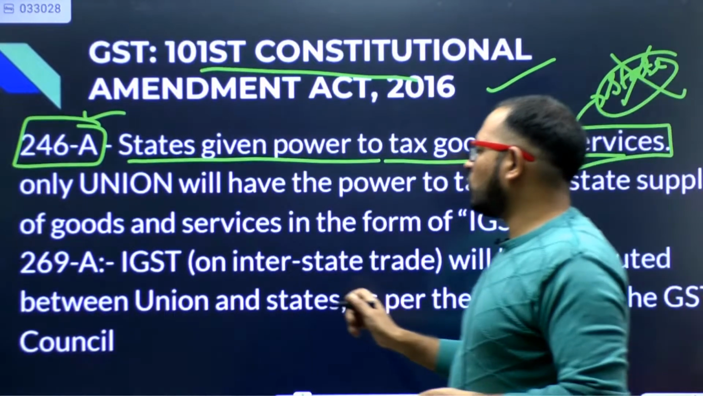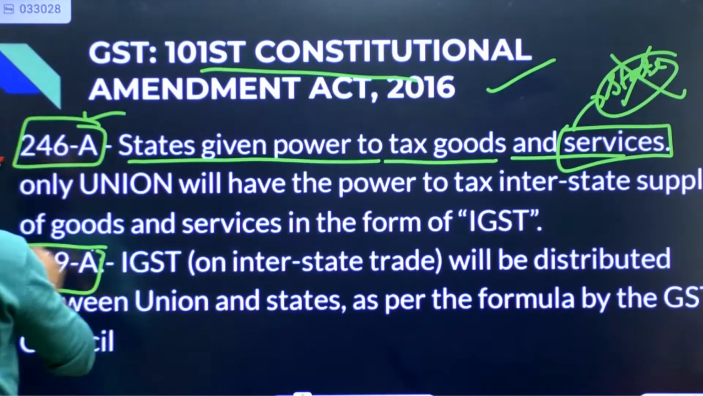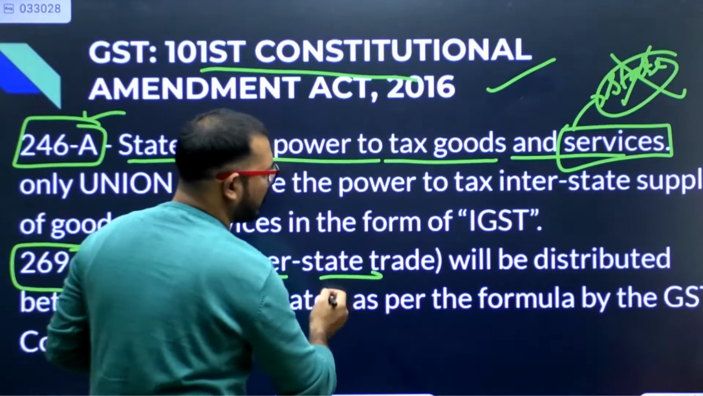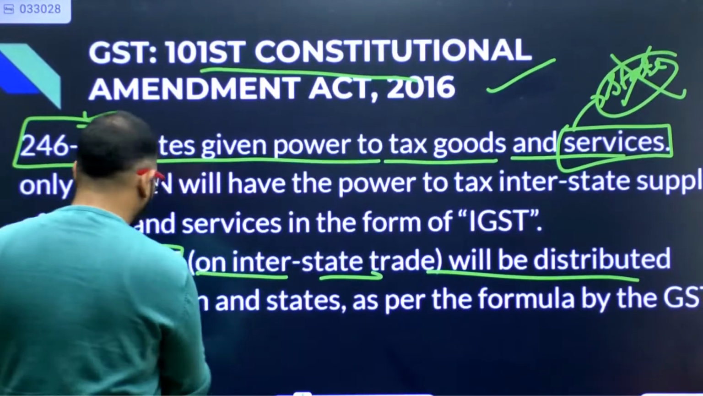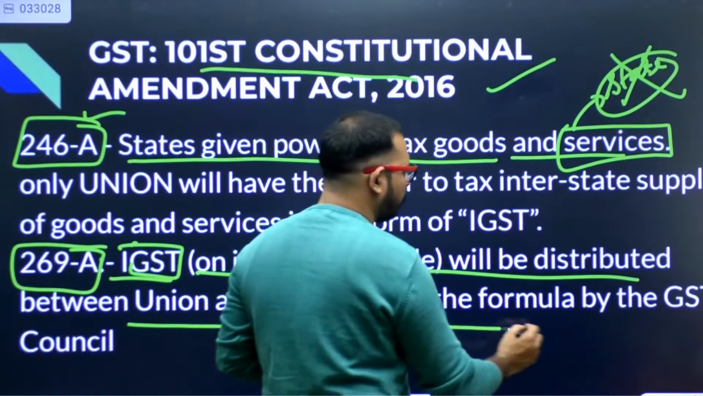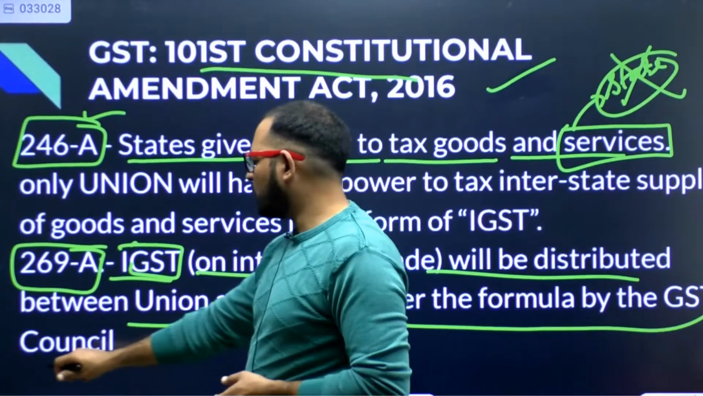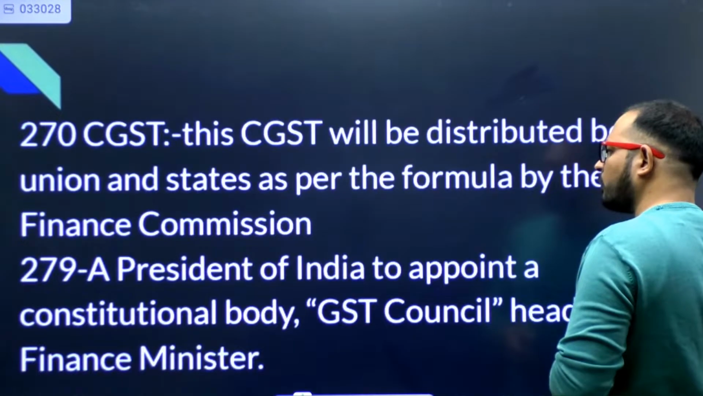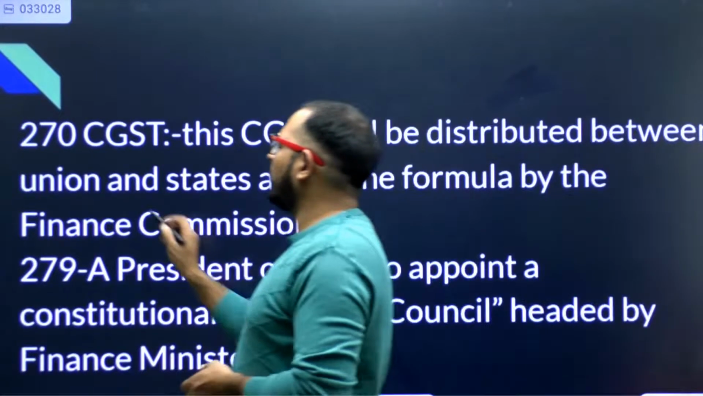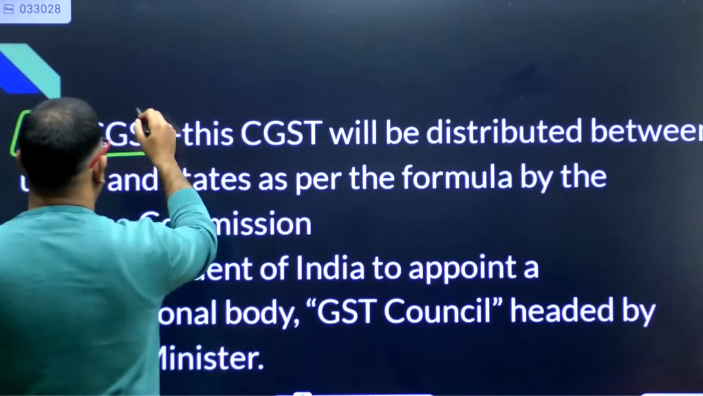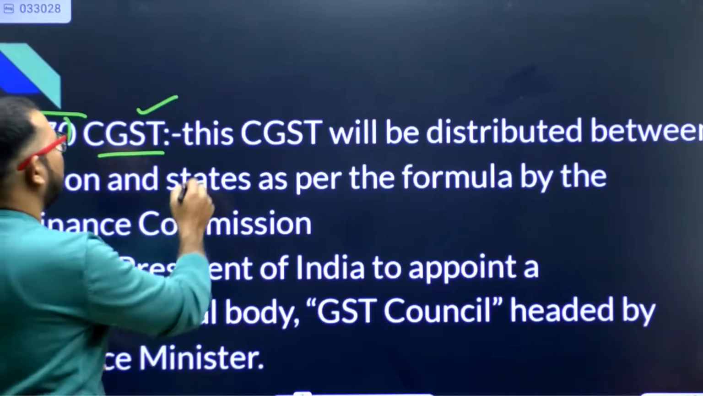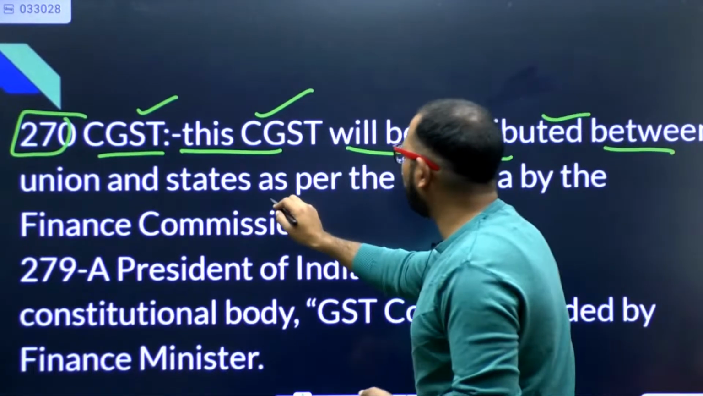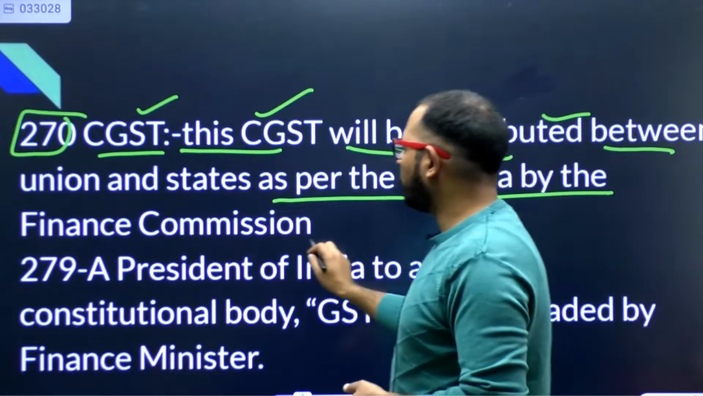Now if we see Article 269A, it talks about IGST on interstate trade, which will be distributed between the union and the state as per the formula given by the GST Council. Under Article 270, it is the CGST. This central GST will be distributed between the union and the state as per the formula by the Finance Commission.